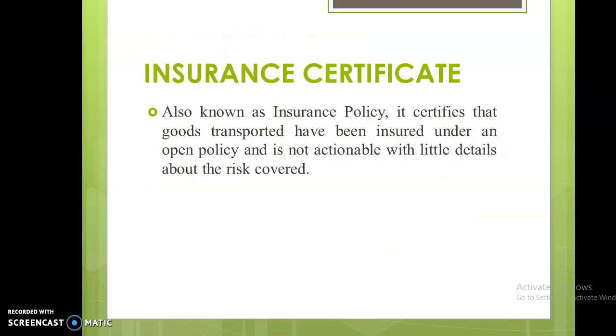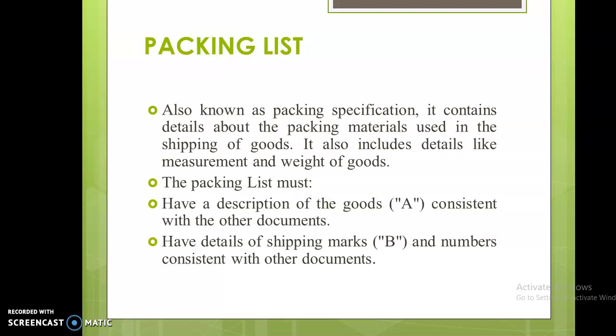And next is the insurance certificate. This is a certificate which ensures that the goods transported have been insured under the open policy. Such a certificate is known as an insurance certificate. This has to be attached. Then the next one is the packing list. This list should contain the details about the packing materials used for shipping the goods. For whatever amount of goods has been dispatched, all the packing materials details should be included in this packing list. It should contain the description of the goods as well as the shipping marks and the number of packing materials used for this purpose.